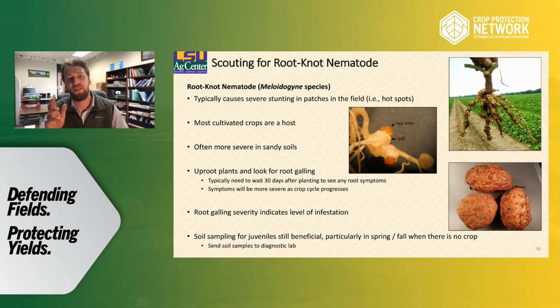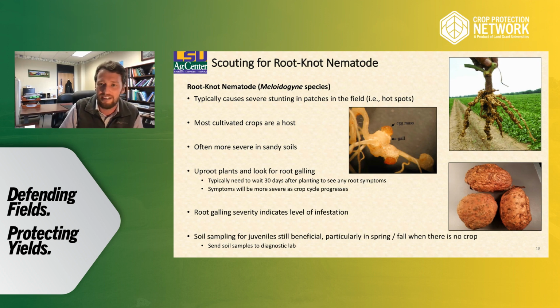Now, the thing to keep in mind if you're scouting for root knot nematode, you typically are going to need to wait about 20 to 30 days after planting your crop to see any signs of root galling. So don't go out there 2 weeks after planting and expect to see this. And another thing to keep in mind is that these symptoms are going to get more severe as the crop cycle progresses. As you get further on into the season, you're going to see a lot more galling if you're in an infested field.